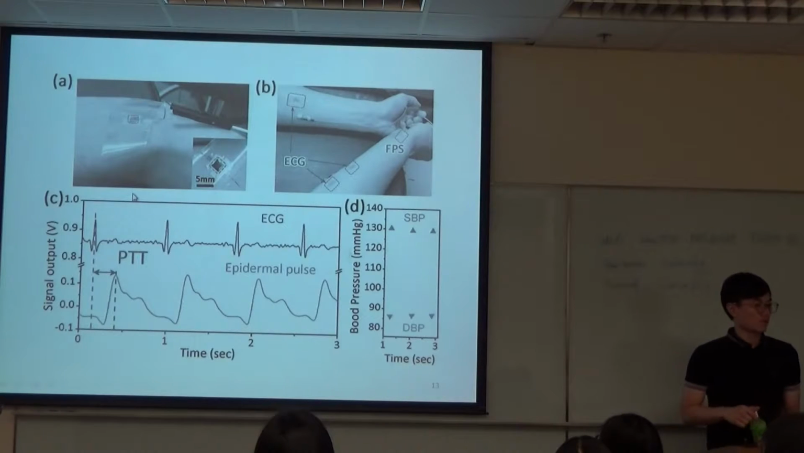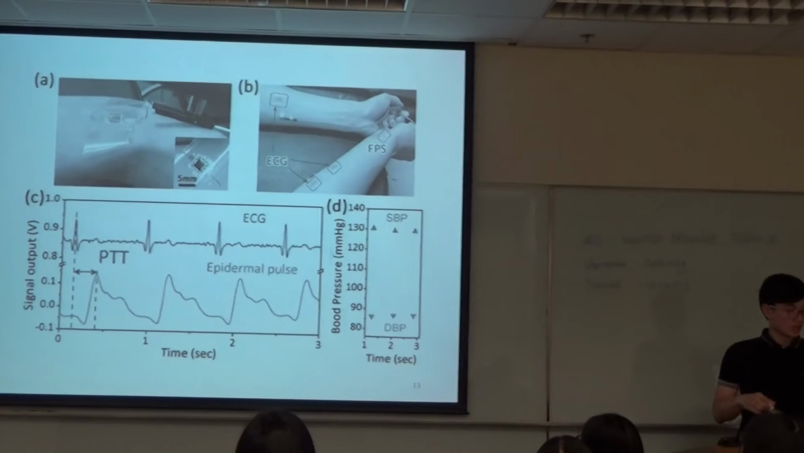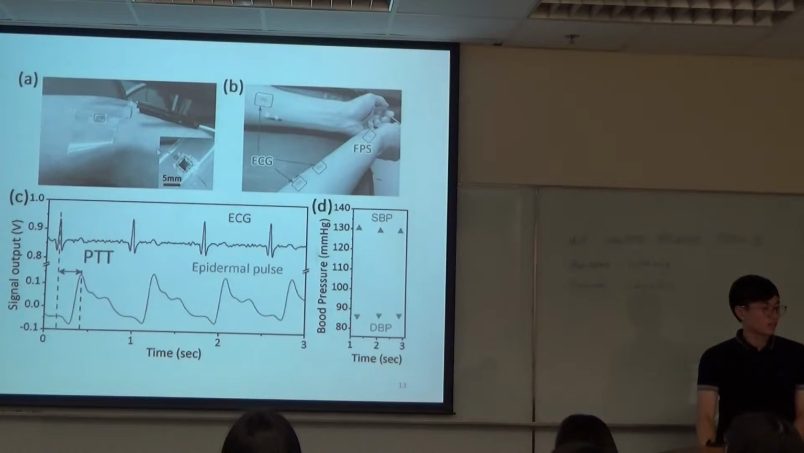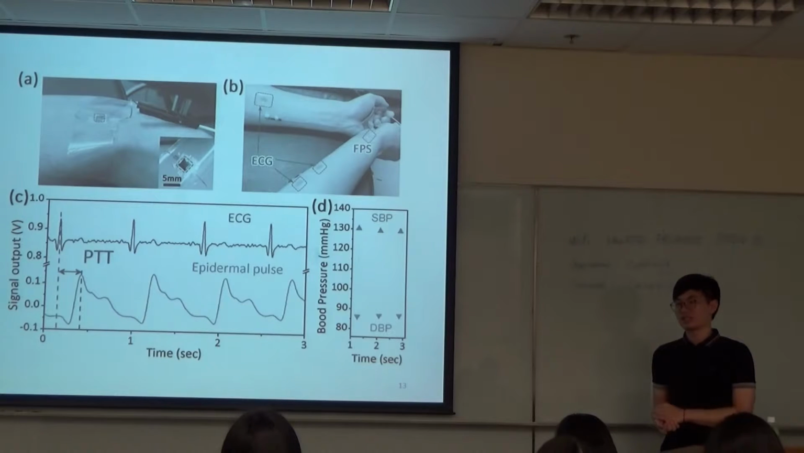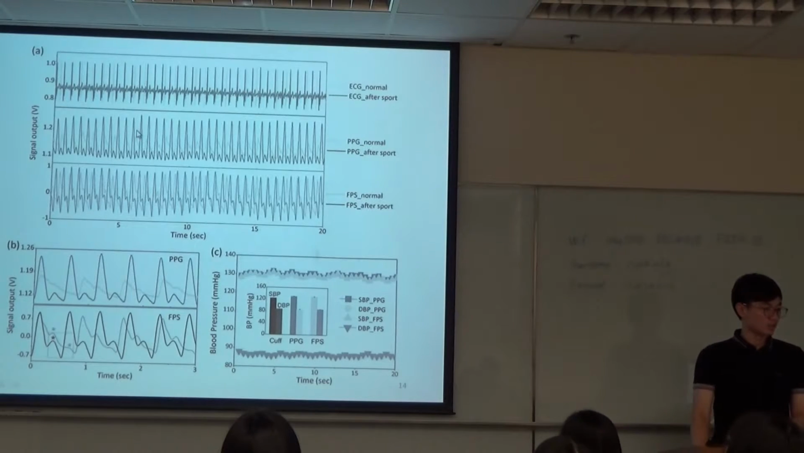So we have made our own resistive pressure sensor, and you can see that it's flexible, so you can just put it on the wrist and detect the human pulse. And this is the result.